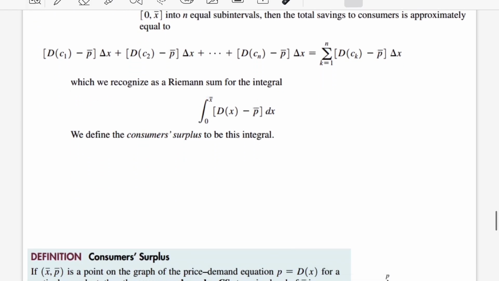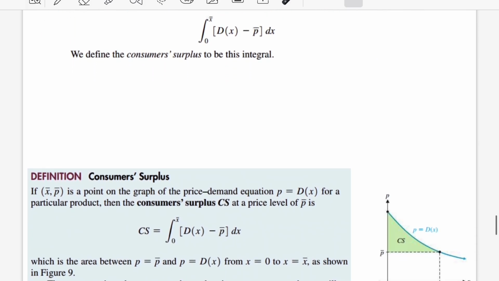So formally, that brings us to this definition. If this point is on the graph of the price-demand equation, P equals D of x, for a particular product, then the consumer surplus, given by CS, at a price level of P bar is given by this definite integral. Now, notice that this is the area between our curve, P bar, and bounded by the lines x equals 0 and x equals x bar. So all of the area in this region.